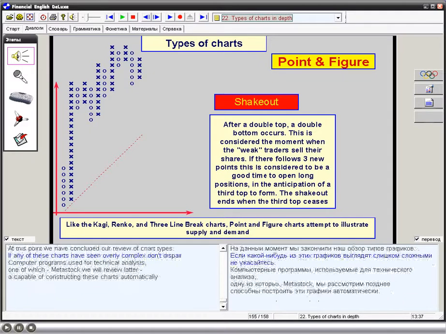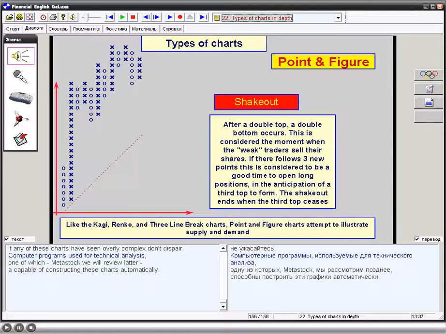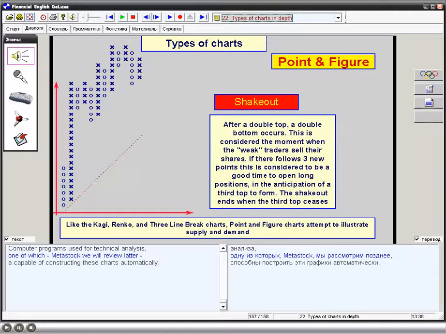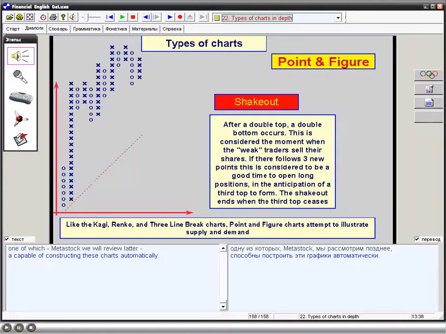At this point, we've concluded our review of chart types. If any of these charts have seemed overly complex, don't despair. Computer programs used for technical analysis, one of which Metastock will review later, are capable of constructing these charts for us automatically.